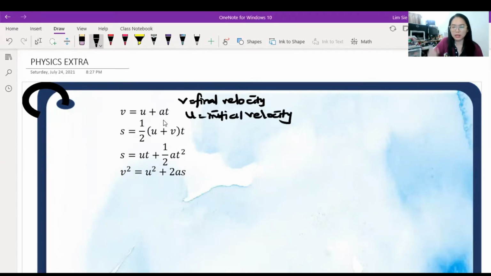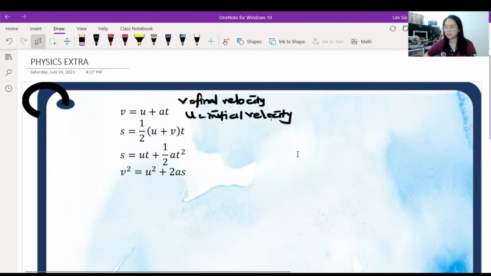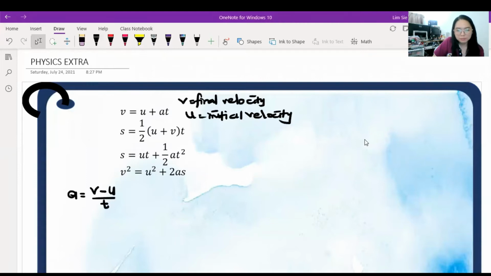Now, from the definition of acceleration, I believe you still remember it, right? Acceleration is the rate of change of velocity, which is final velocity minus initial velocity divided by time. Next, I'll bring T to the left, I'll get AT is equal to V minus U.